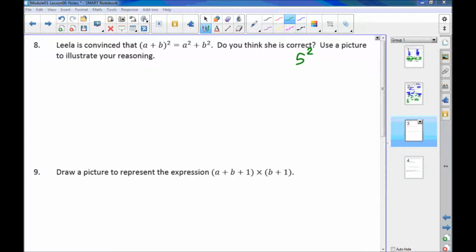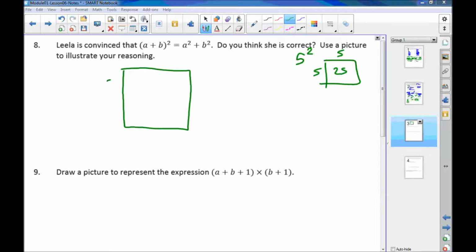So we know 5 squared, we would do a picture for this, and that would be 5 times 5 here for 25, right? So we're saying a plus b times a plus b, because that would be the same thing, right? A plus b is our 5. So let's make our square. This is a plus b. Well, a plus b is a length, 2 lengths added together, so we have to break this up.